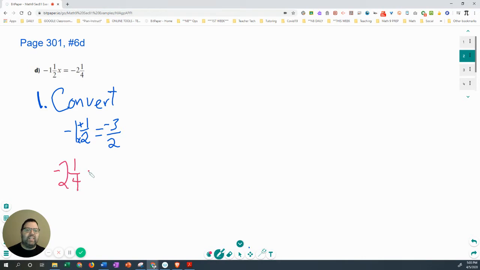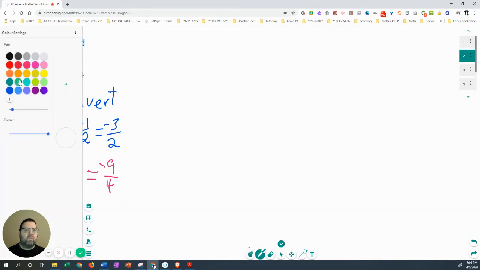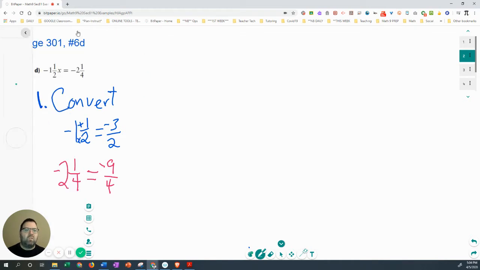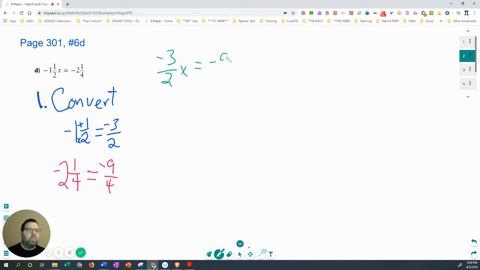All right, so the next fraction is -2 1/4. 4 times 2 is 8 plus 1 is 9, so this is -9/4. So there's my negative. Now, in other words, we're going to rewrite the question. And so that's going to look like this. We've got -3/2 x is equal to -9/4. One thing I want to point out is where does this x belong?